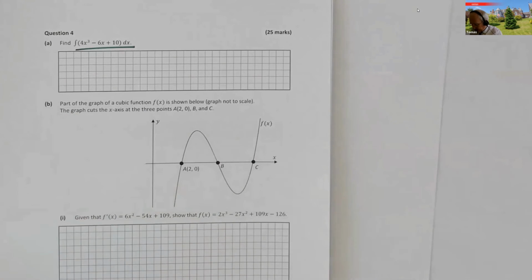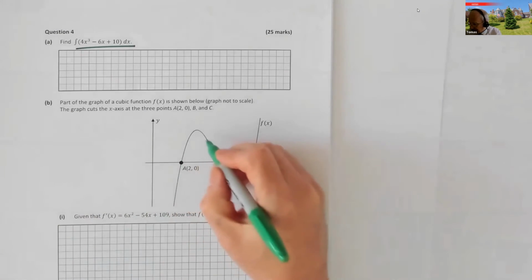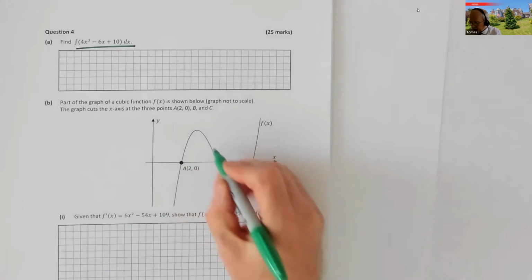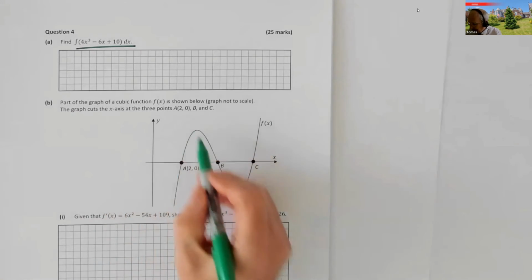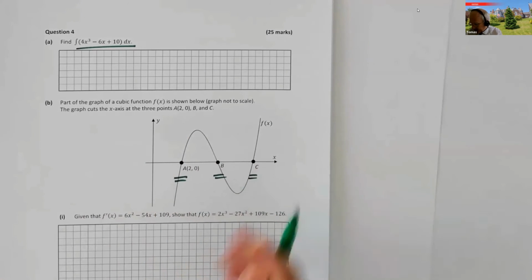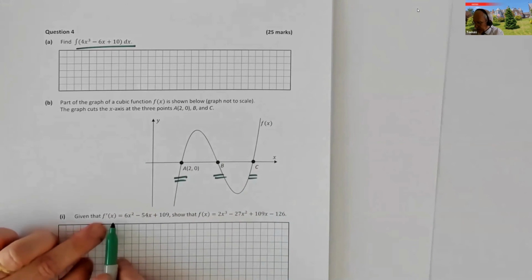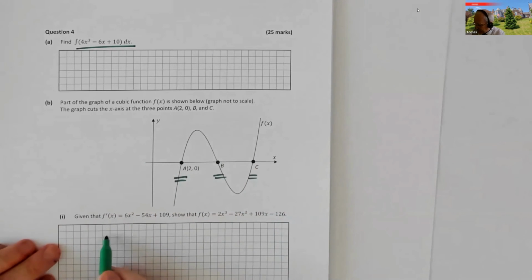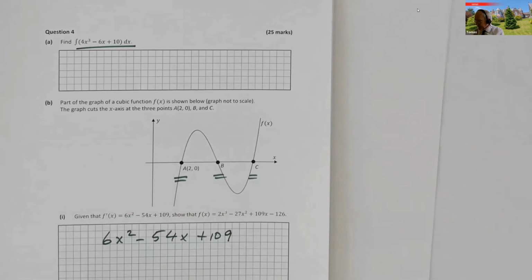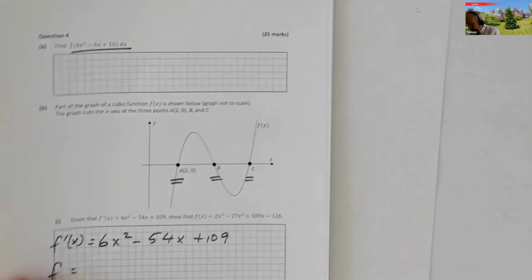This is 2019. Part of the graph of a cubic function is shown below. The graph cuts the x-axis at 3 points, A, B, and C. Given that f dash x is 6x squared minus 54x plus 109, show that f of x is equal to this. Well, if that's f dash, how do you get f? You integrate. So we're going to integrate that for a moment.